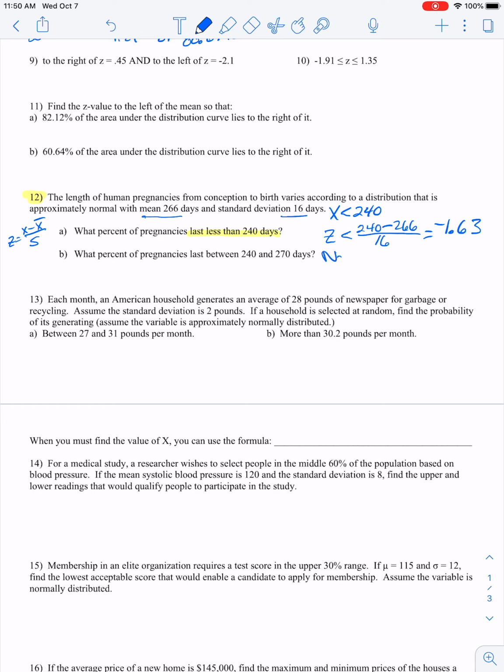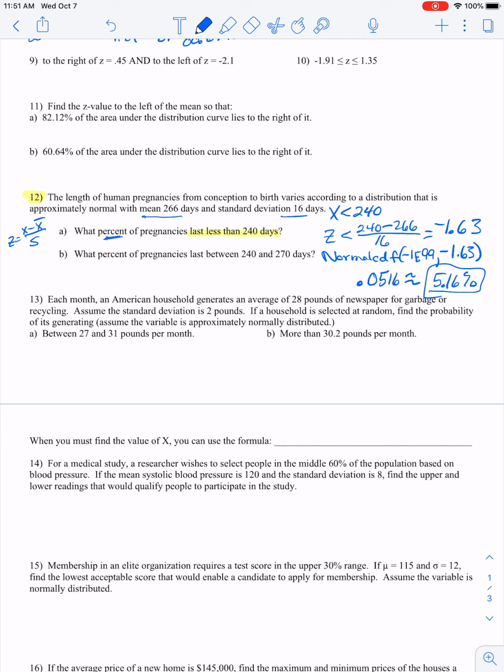Step 3 is to use your calculator with normal CDF. We're going to go from negative infinity, so negative 1e99, comma negative 1.63. Type that in the calculator and you should get an answer of 0.0516. And it says what percent? So we want to say 5.16% of pregnancies last less than 240 days.